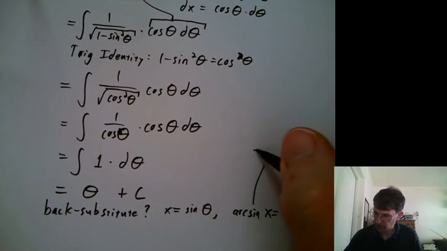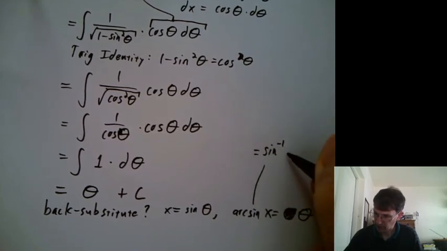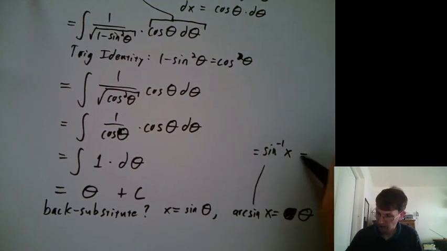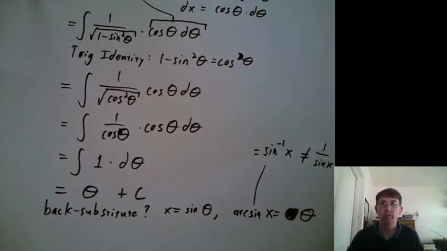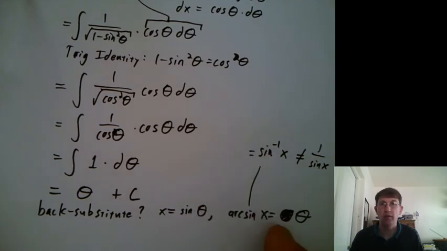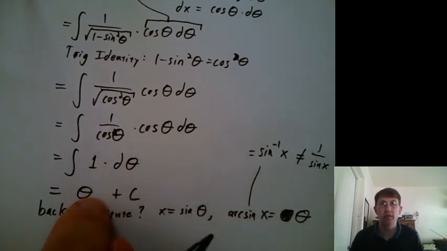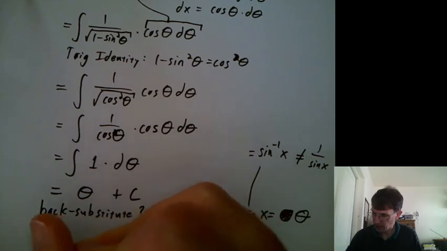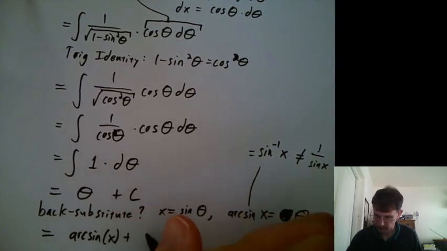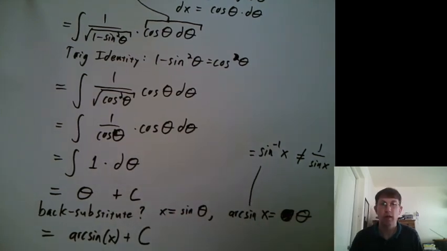Arcsine is also written as sine with a -1 power, but it's not really a power. It's not really an exponent. It's a notation that means inverse function, but it doesn't mean 1 over sine. So let's say it's not equal to 1 over sine x. So it's possibly the world's worst math notation. Anyway, now that we know that theta equals arcsine of x, we can just replace theta here and say arcsine of x plus c, and we're done, right?